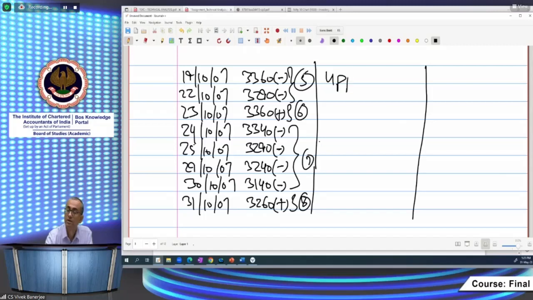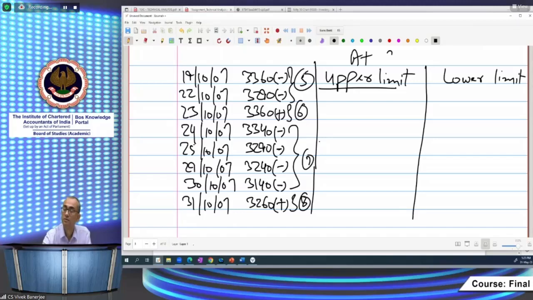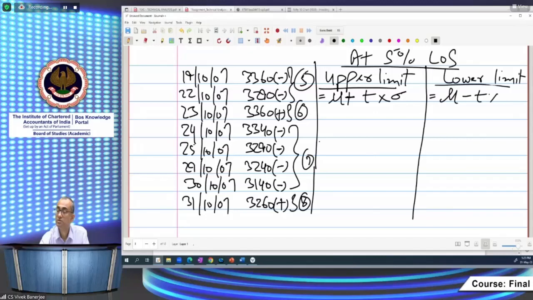This is the upper limit and lower limit at 5% level of significance. For the upper limit, the formula is mu plus t into standard deviation, and the lower limit is mu minus t into standard deviation. So let us put the figures into the formula.